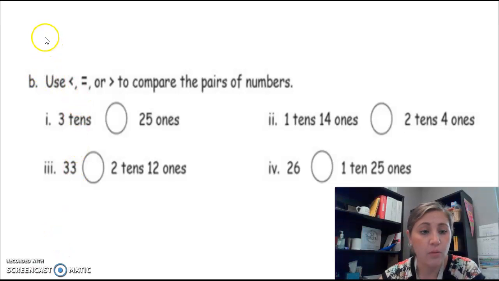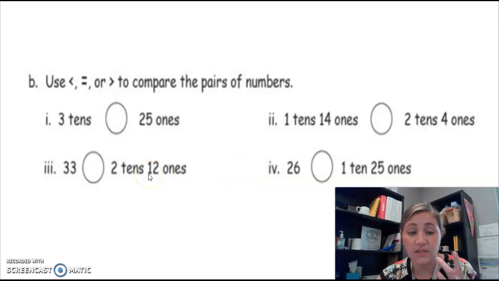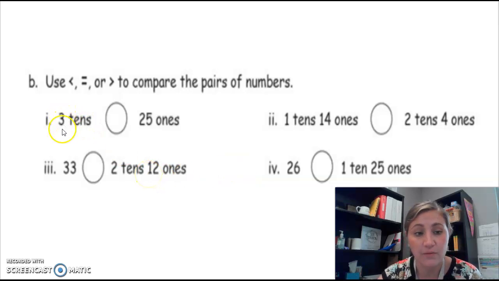On this problem, problem 3b, you're going to use the less than, equal to, or greater than symbol to compare the pairs of numbers. So you've got 4 problems, 1, 2, 3, and 4. On each problem, you've got 2 sets of numbers or 2 different amounts. The first one says 3 tens, you've got your circle, and then it says 25 ones, okay?